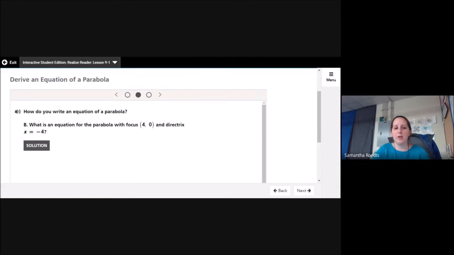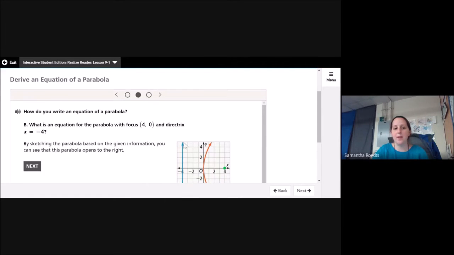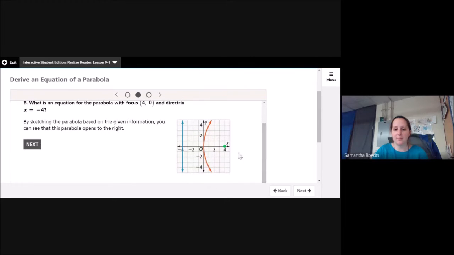How do you write an equation of a parabola? What is an equation for the parabola with focus (4, 0) and directrix x equals -4? By sketching the parabola based on the given information, you can see that this parabola opens to the right. So here's my directrix line. Here's my parabola. (4, 0) is my focus.